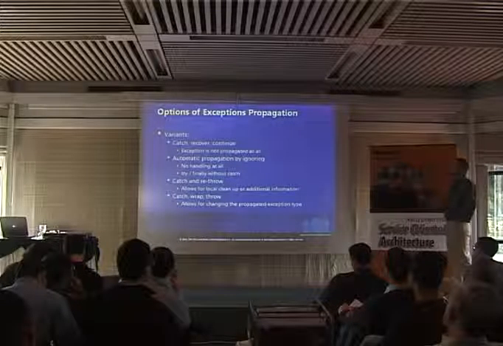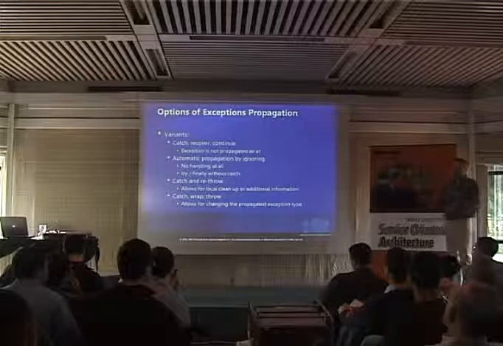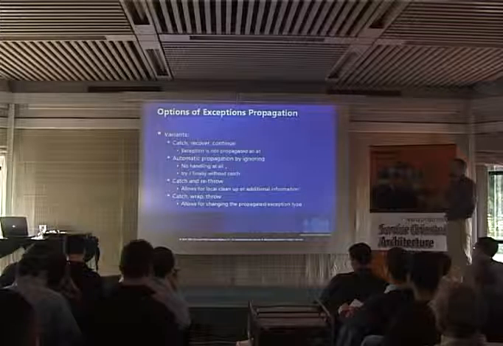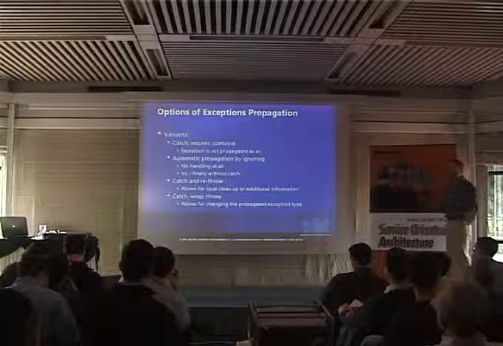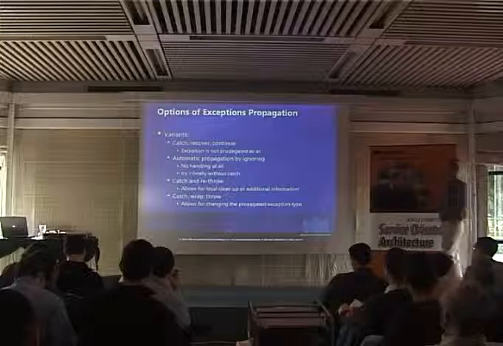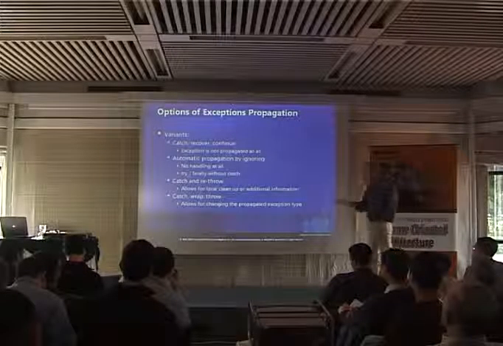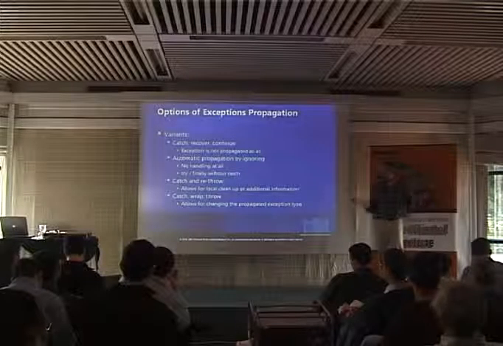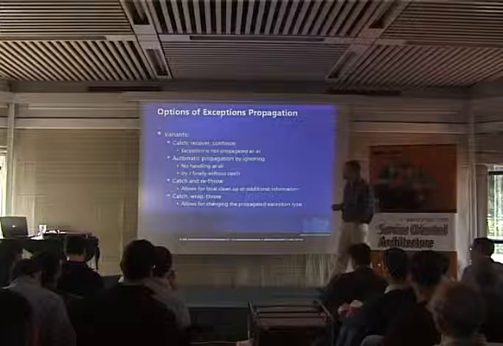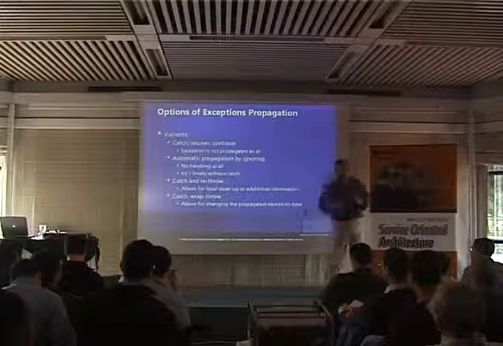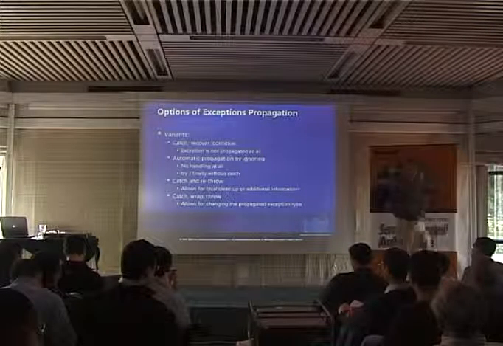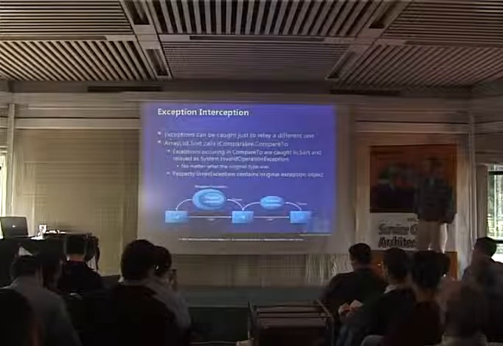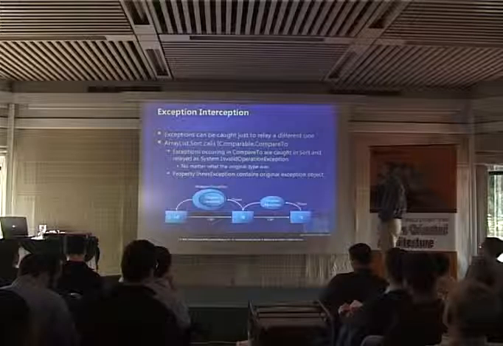So what can I do? Catch, recover, continue, if I can solve the problem locally. I can just ignore it, let it bubble up, let somebody else take care of it. So the try-finally without the catch is just maybe cleanup, but I don't deal with the exception and solve it. I can catch it and rethrow it, as I showed, and I can catch it, wrap it and rethrow it. And then it looks like this, exception interception.